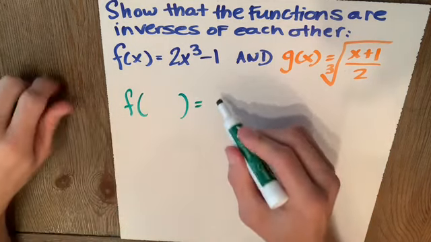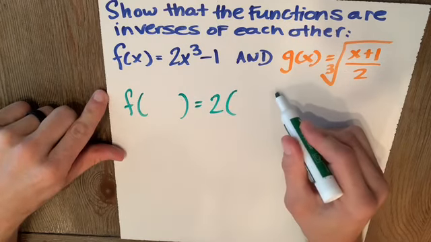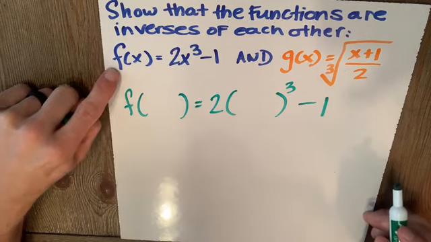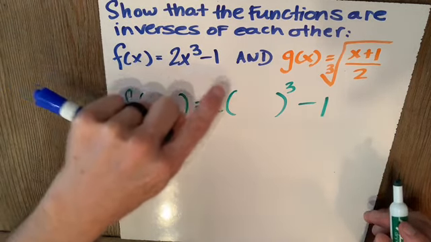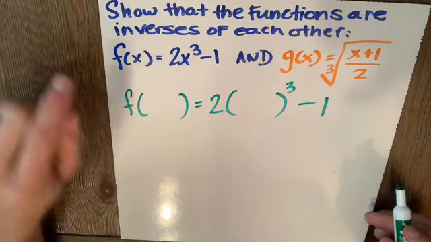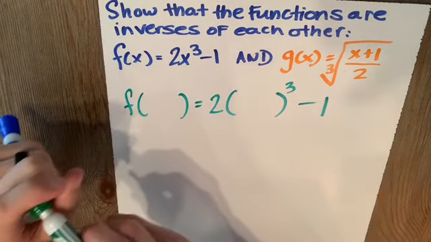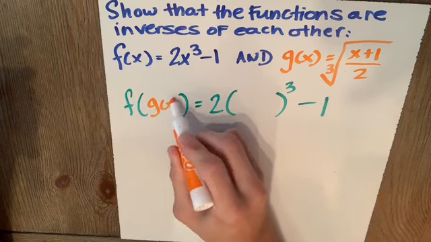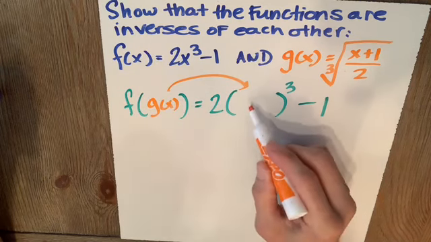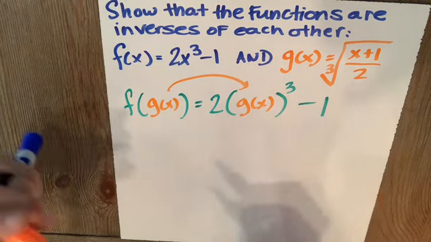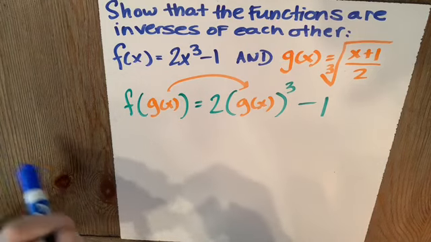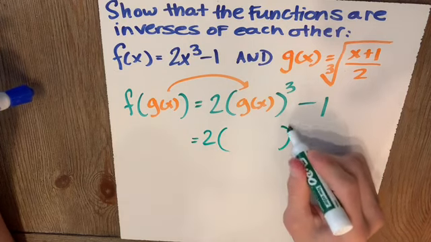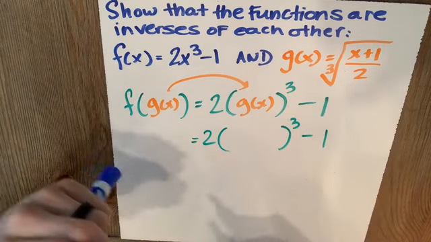Now, f of something says take 2 times whatever that something is cubed and minus 1. See, it's the f rule. Input cubed times 2 minus 1. And we're inputting g of x. So that means g of x has got to go there. Well, what does that mean for us? 2 times whatever g of x is cubed minus 1.